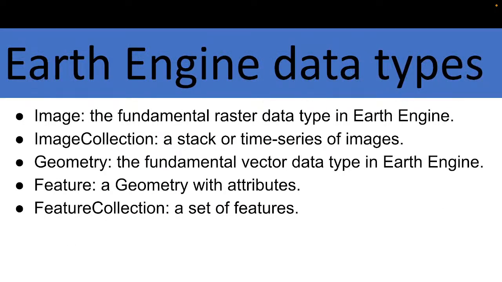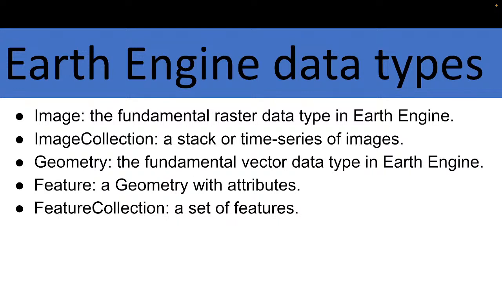Now it's very important, basically, the Earth Engine data types. In Earth Engine, we find a total of 5 types of data: image, image collection, geometry, feature, and feature collection. Image is basically the fundamental raster data type in Earth Engine. An image collection is a group of images, or a stack or time series of images. Then geometry is the fundamental vector data type. We already know about that.